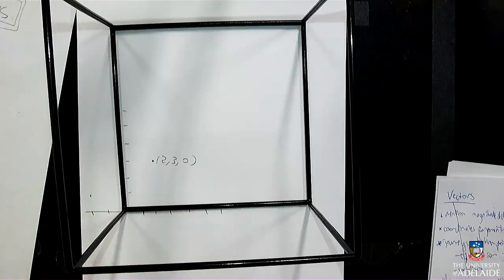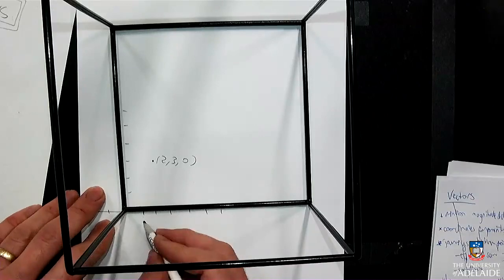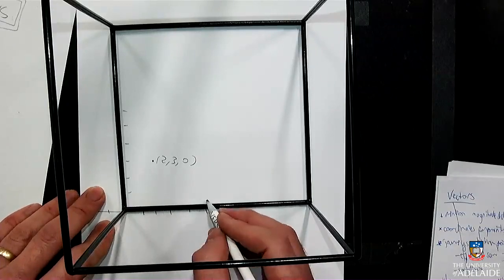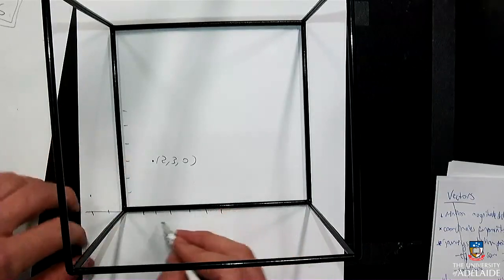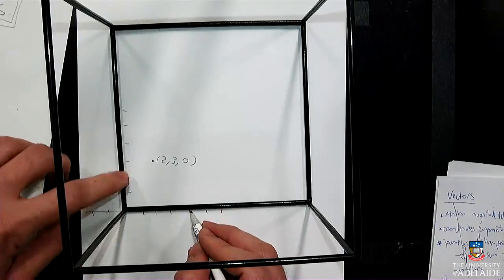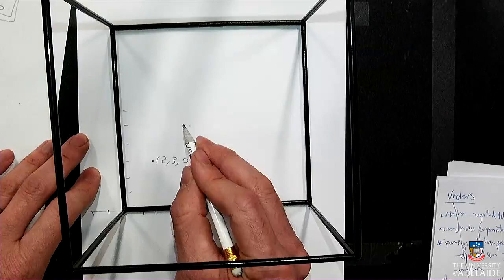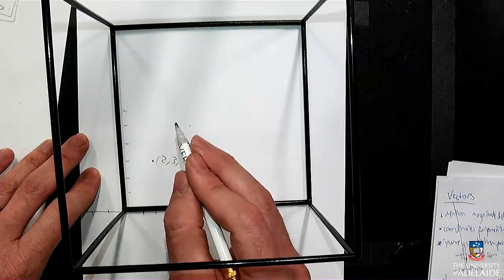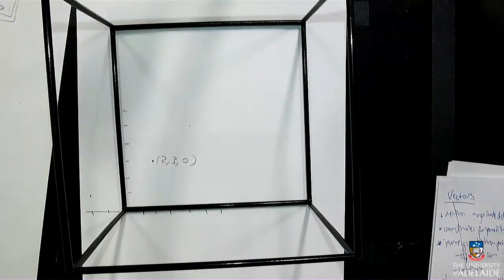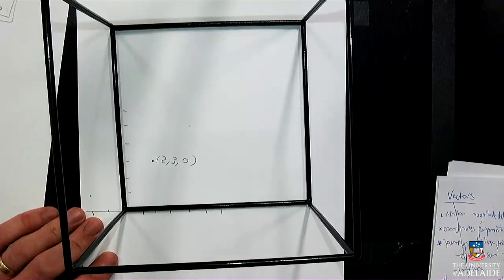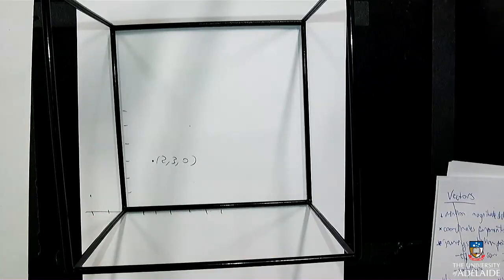And if I wanted 4, 5, 7, that would be 4 on the x-axis, 5 on the y-axis, and then 7 up on the z-axis, about there. And if I wanted 4, 5, -7, that would be under the table because I have to go down. That's the idea.